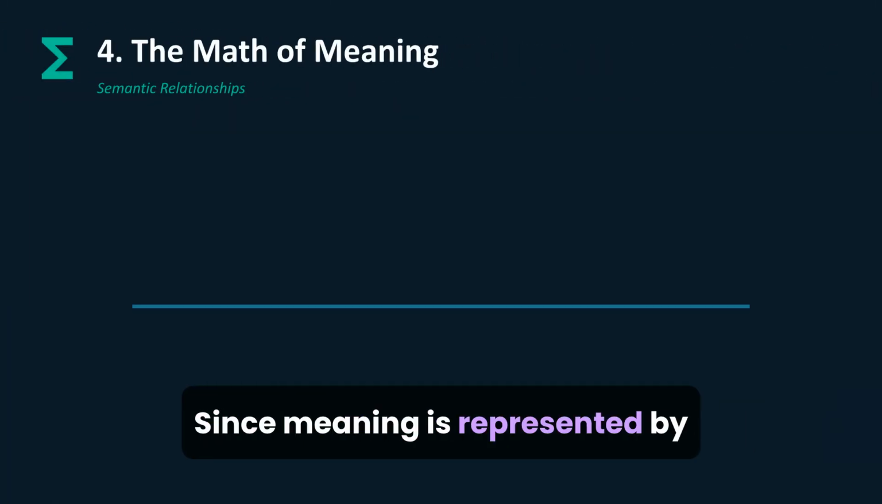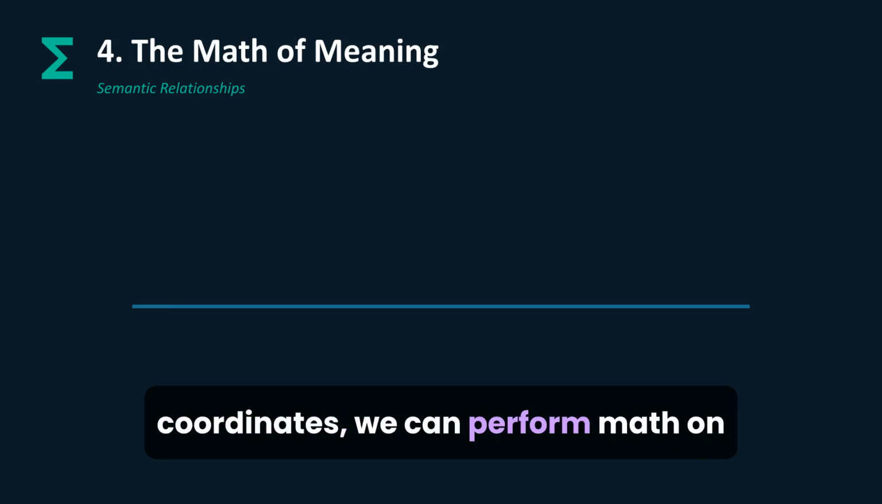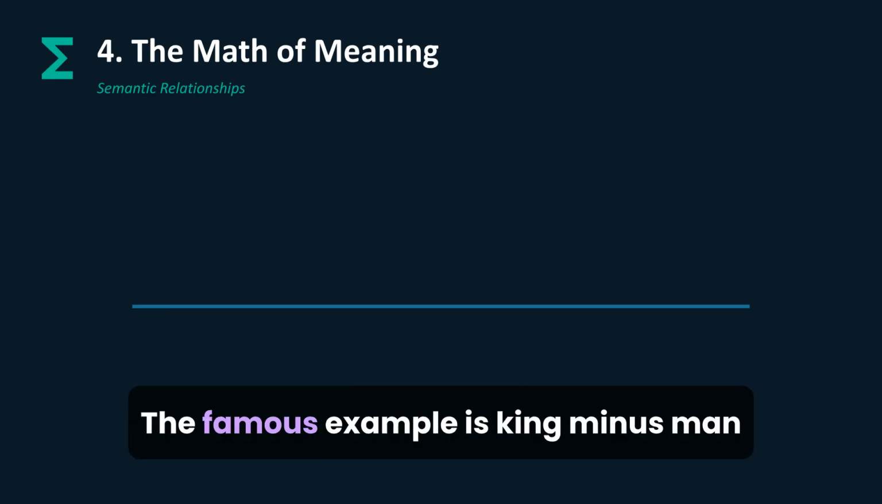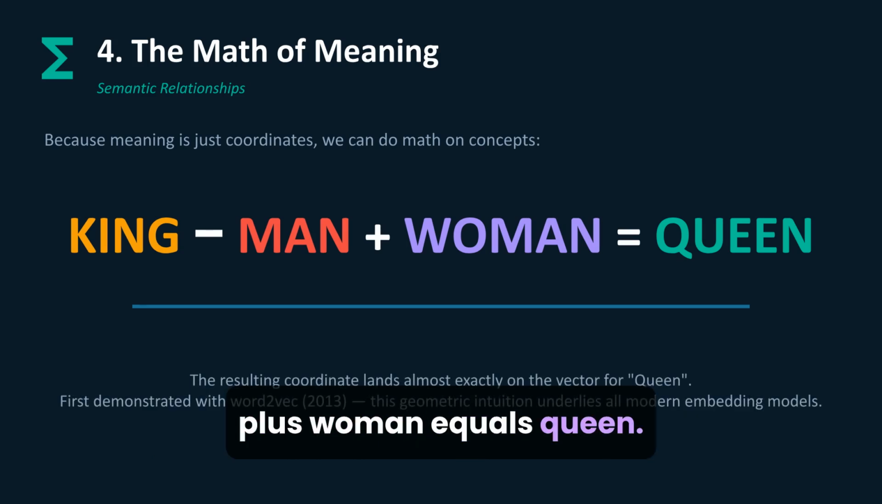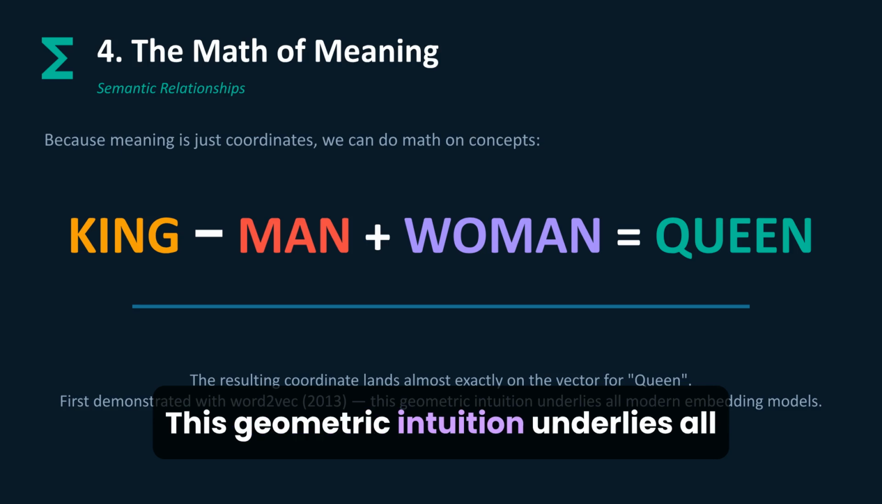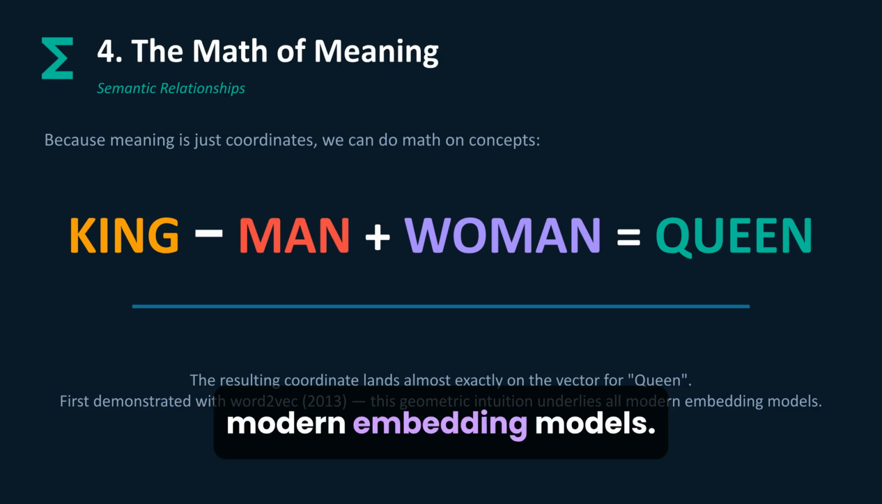Since meaning is represented by coordinates, we can perform math on concepts. The famous example is king minus man plus woman equals queen. This geometric intuition underlies all modern embedding models.